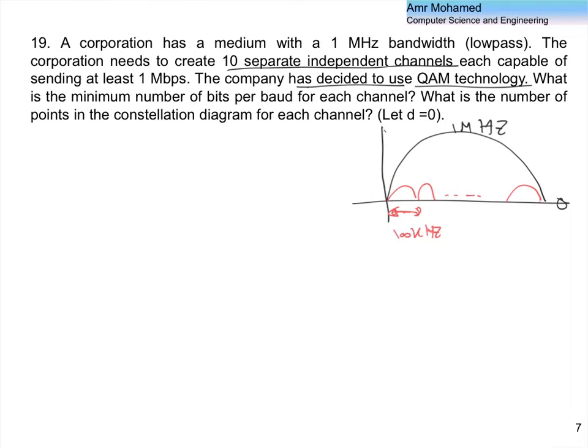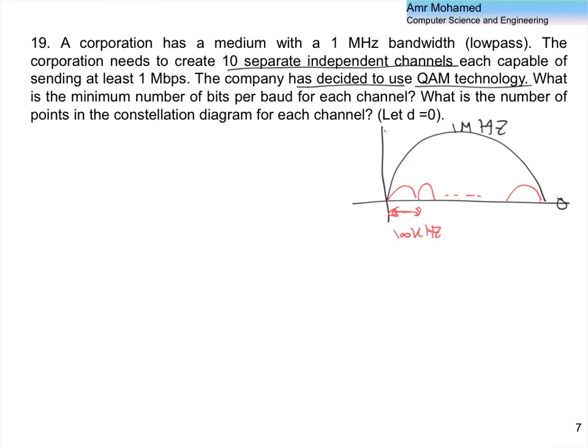Okay? So the question becomes, what is R? So that we achieve a bit rate per channel equal to 1 megabits per second. So for each channel, we need to achieve a bit rate of 1 megabits per second.